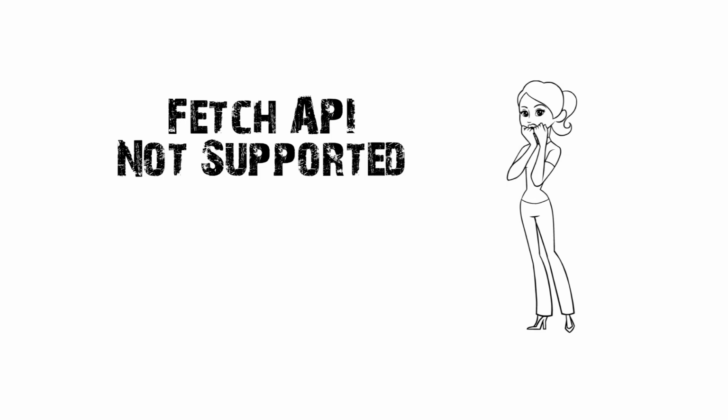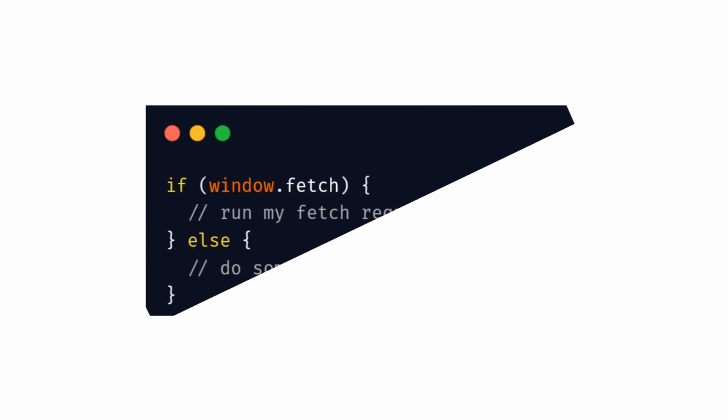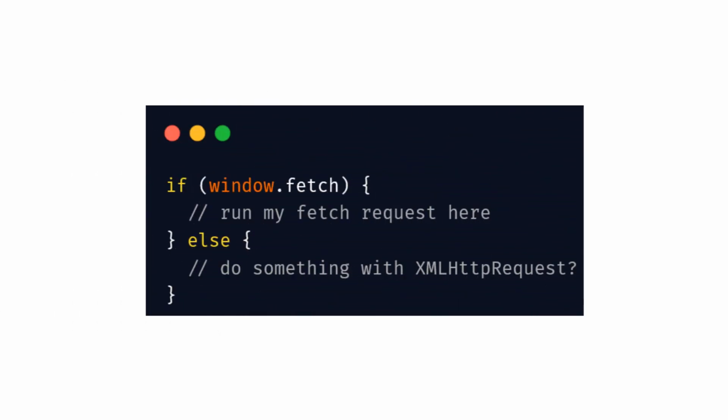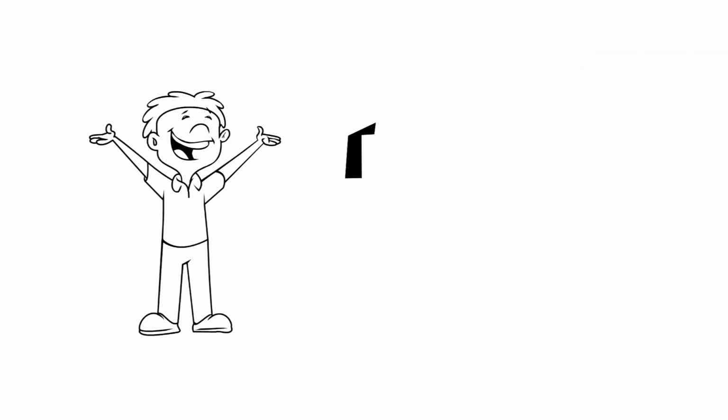But what if the feature of an API is not supported by the user's browser? Is there any chance? Probably yes. The window interface provides a property which helps to find whether the browser supports the Fetch API or not. If the browser supports the feature, then great. Enjoy your coding with the Fetch API. Or else, do some XMLHttpRequest code. That's it for the Fetch API theory.